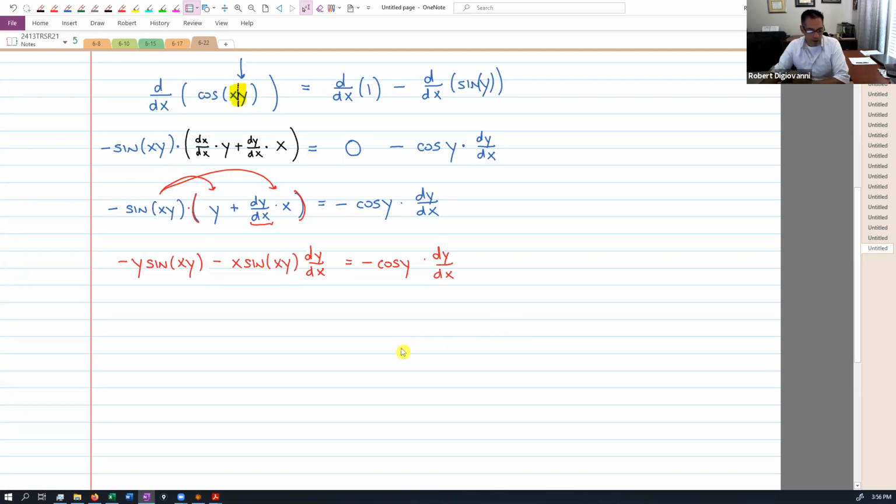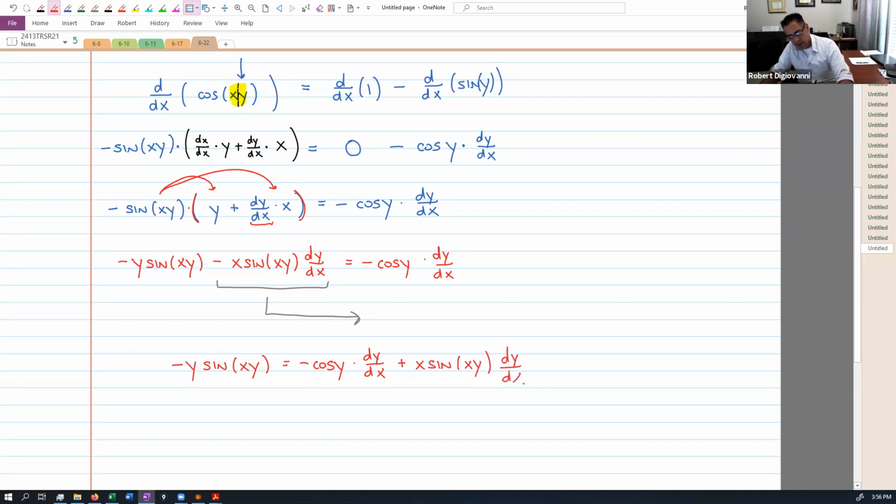And now we just move all of our dy/dx terms to one side. So I'm going to take this and move that to the right. That's the only thing I need to move because this already has dy/dx in it. So I'll be left with negative y sine of xy equals negative cosine y times dy/dx plus x sine of xy dy/dx. I know this is tedious. This came over to the other side, so it became positive.